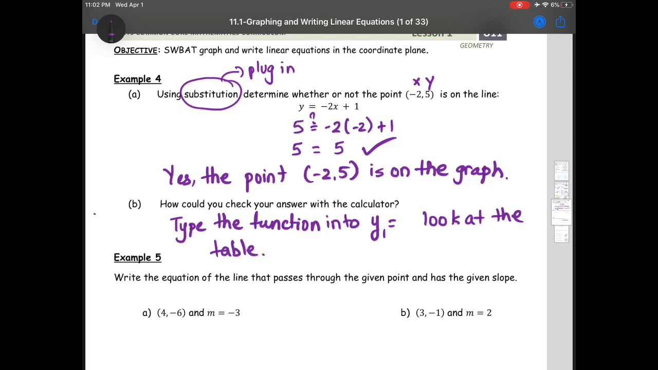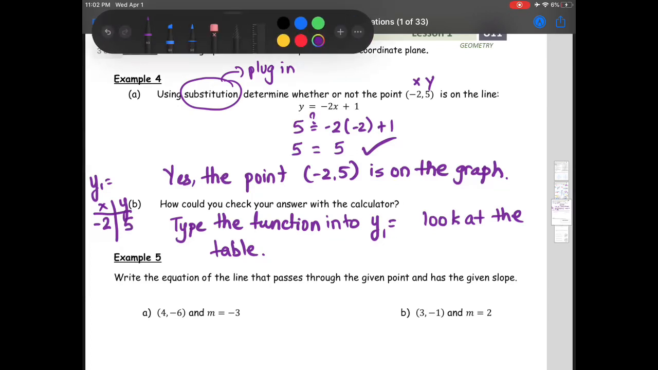Right? So you basically are going to type it into y equals, y1 equals, and then you go to the table, and this point should be in the table. You can look it up. Okay? So if you have a calculator, you can definitely check with that.